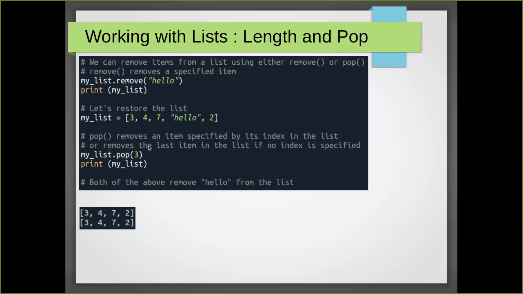If you don't specify any value in the pop function, then it'll simply remove the last item in the list. And that in itself is quite useful when you just want to remove the newest value for whatever reason. You can use .pop with open and close brackets without a number, and that will automatically just remove the last item from the list.